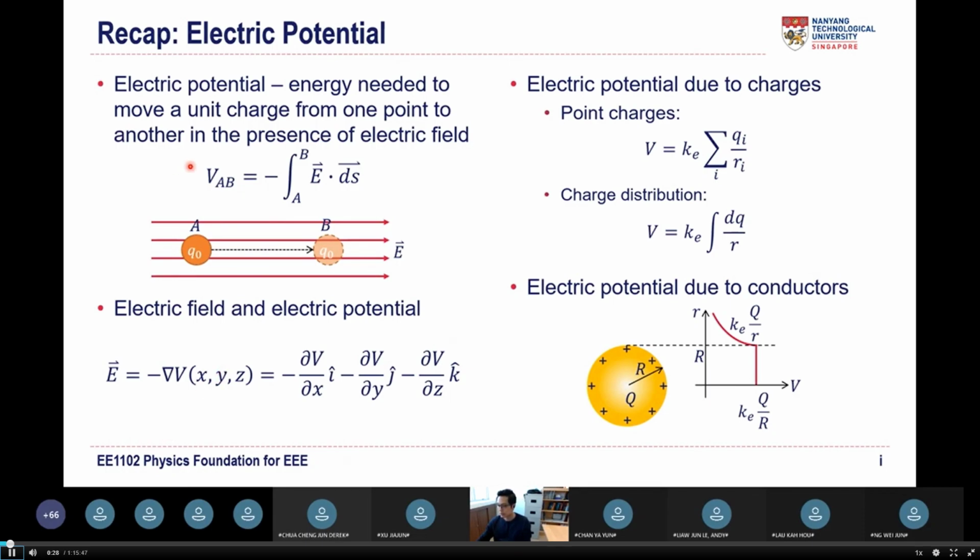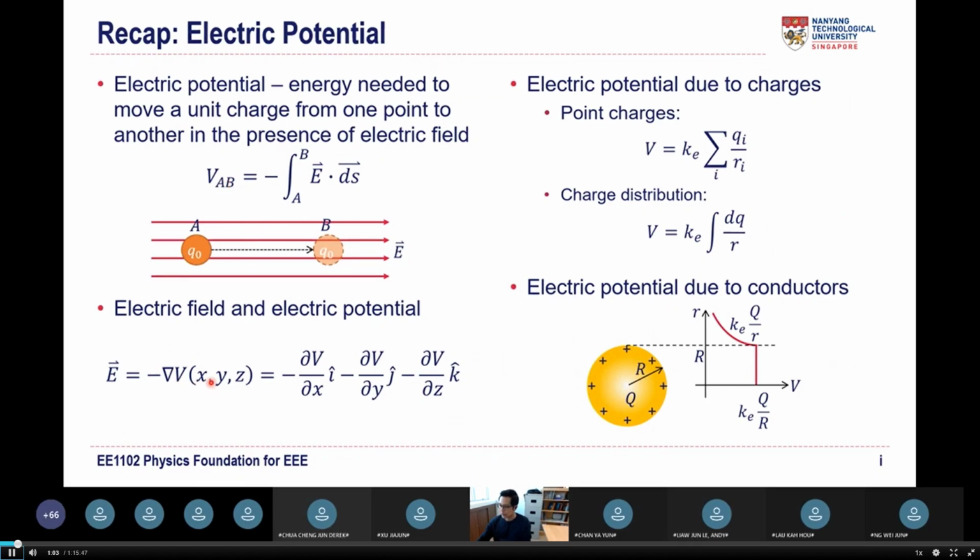We looked at electric potential, which is the energy needed to move a unit of charge from one point to another in the presence of an electric field. So in order to move this charge from this point to that point, when there is an electric field, how much energy do you need to supply, or how much energy do you actually get out from it? That's going to be the electric potential, and it's measured in volts.